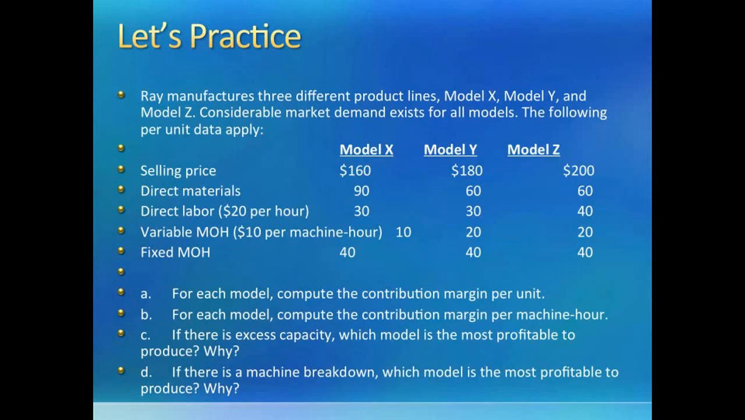For part B, it needs to know what is the contribution margin per machine hour. In order to calculate the contribution margin per machine hour, we will see what we need to do. We take the contribution margin per unit and divide it by the time required by each model to get that. Okay, let's try to solve these questions one by one.